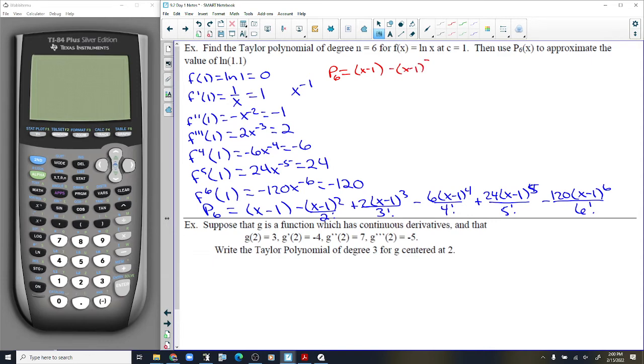minus x minus 1 squared over 2. Then the 2 cancels out the 2 down here with the factorial and leaves 3. Minus x minus 1 to the fourth. I feel like I'm the only one writing this down. Plus x minus 1 to the fifth over 5, and finally minus x minus 1 to the sixth over 6. So it does benefit us to reduce this one. It does make it simpler. It doesn't ruin a pattern. As a matter of fact, it kind of reveals a pattern.